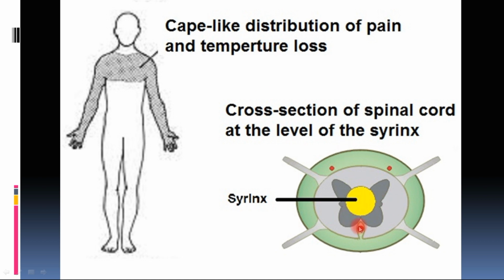So this is where the compression is occurring, and because of that the pain and temperature on both the sides is being lost, whereas the touch sensation, other sensation, proprioception will be completely normal in this area. Only the pain and temperature sensation of this area will be lost in case of syringomyelia. So this is how the involvement of different tracts gives different manifestations, and that is how you have to understand the different manifestations of different lesions.